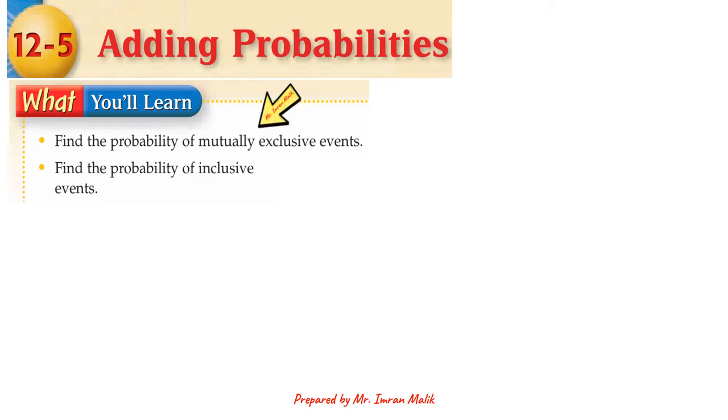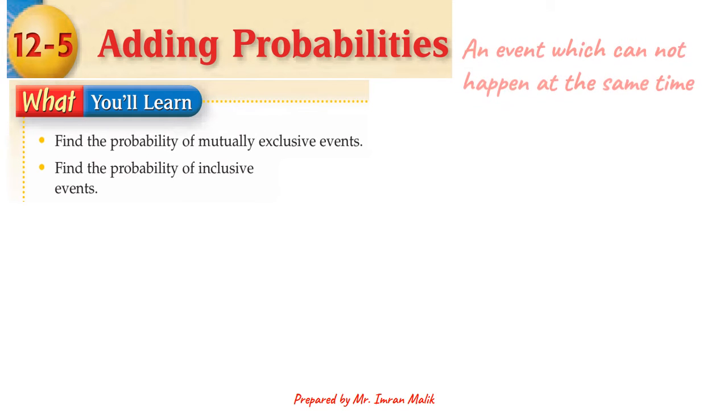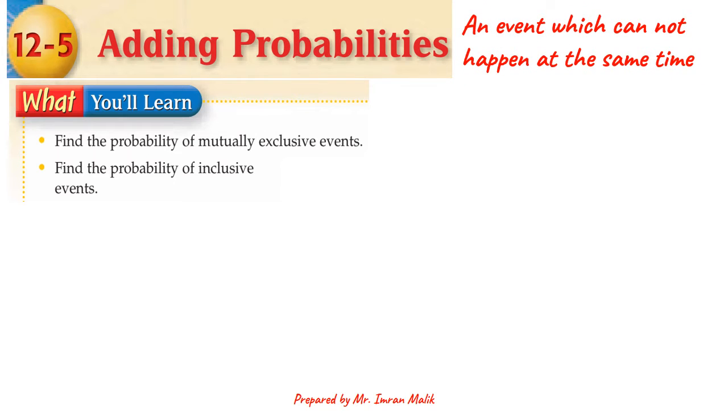mutually exclusive events. The question is, what is mutually exclusive events? In very simple words, an event which cannot happen at the same time. For example, turning left and turning right at the same time are mutually exclusive because you cannot turn left and right at the same time.